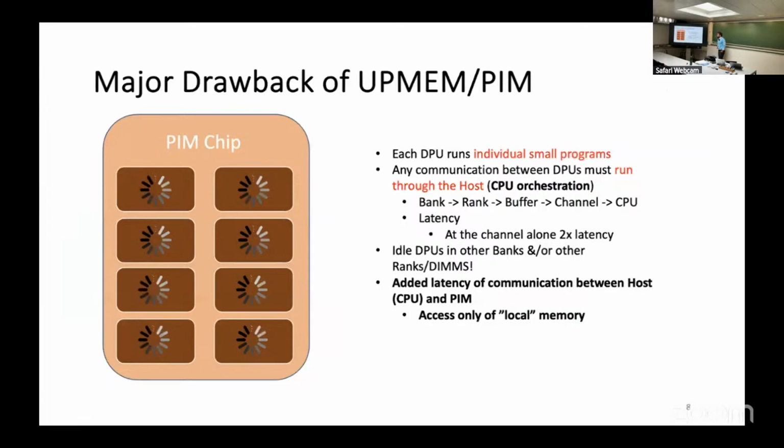So the major drawback of UPMEM PIM is that each DPU runs individually, as of now, on small programs. If there were to be any communication between DPUs for the computations, you'd have a huge latency, because you'd have to go all the way up to the CPU and then be orchestrated all the way back down so that 2 DPUs from 2 different banks can communicate with one another. This could also lead to idle DPU banks on the sidelines, which would not be utilized. Because of all this, this paper is going to tackle the problem of communication between the host and the PIM, as well as the big problem of local-access-only memory.